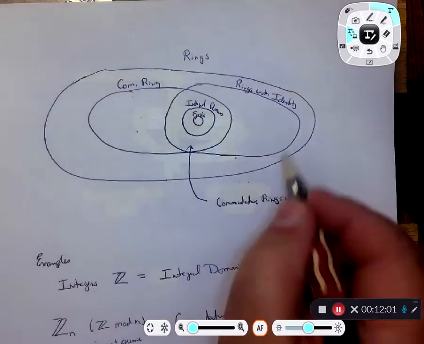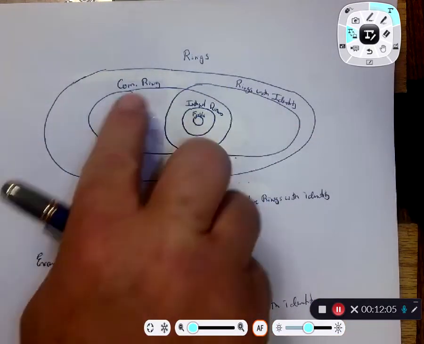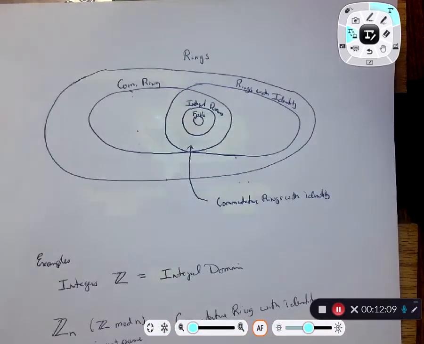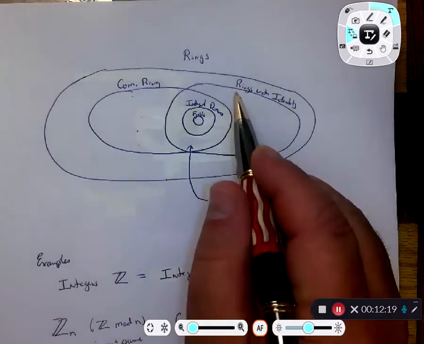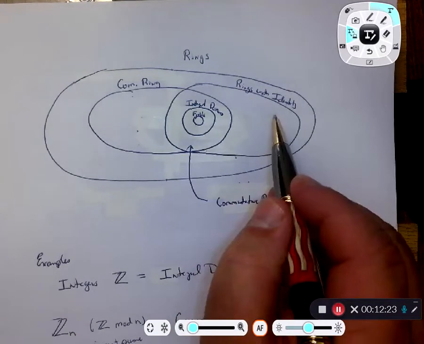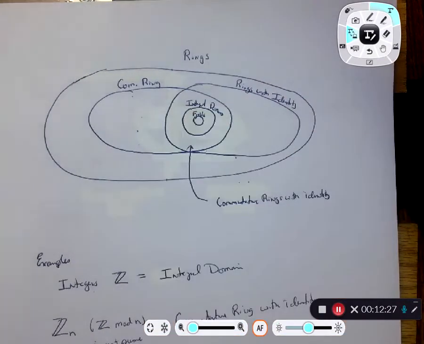This is the universe of rings. Now inside this ring you have commutative rings, and outside this ring you've got non-commutative rings. A non-commutative ring is where A times B is not equal to B times A. And we'll talk about those kinds of examples in a second. You also have the world of rings with identity. You either have a ring with identity or you don't. So you're either inside this little circle or you're outside this little circle.